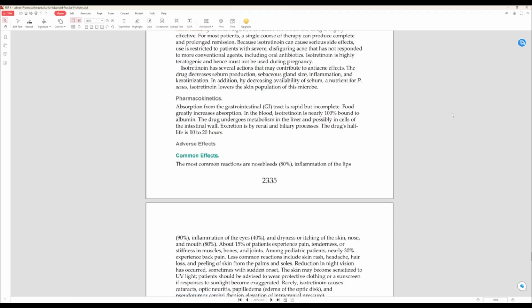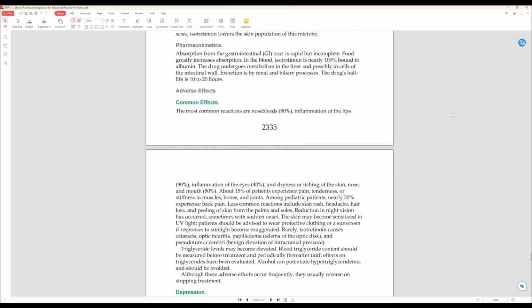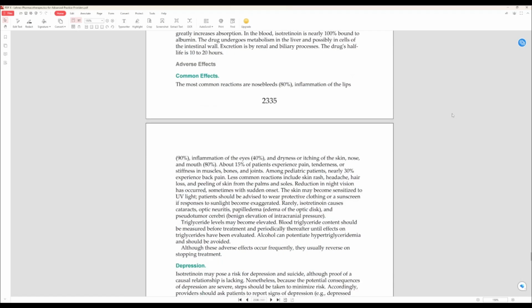Its adverse effects. The most common reaction is actually a nosebleed, in about 80% of patients who use it. Inflammation of the lips occurs in about 90%, inflammation of the eyes in about 40%, and dryness or itching of the skin, nose, and mouth in about 80%. About 15% of patients experience pain, tenderness, or stiffness in muscles, bones, and joints. Among pediatric patients, nearly 30% experience back pain.